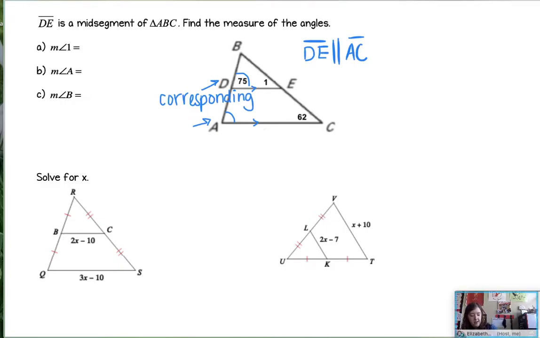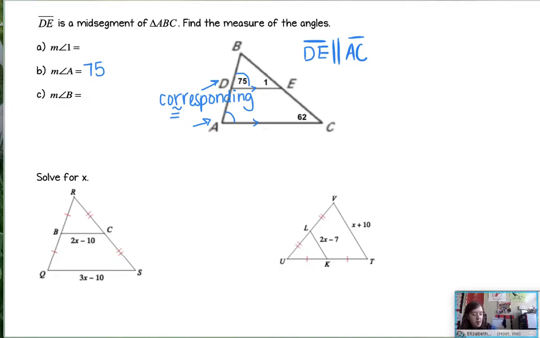Cool. All right. So corresponding angles we know are congruent. So if angle D is 75, what is angle A? Beautiful. Yeah, since they're congruent, angle A is also going to be 75. Good deal.